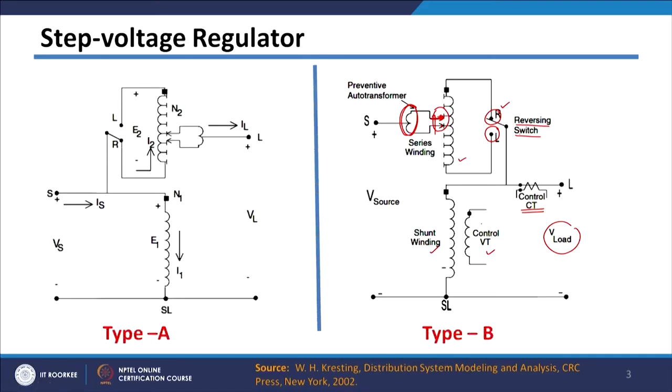Similar to this, there will be the type A regulator which we saw. If you look at them, they are just mirror images of each other. In this case the tappings are provided on the low voltage side, and in the other case the tappings are provided on the source side, and this configuration is widely used.